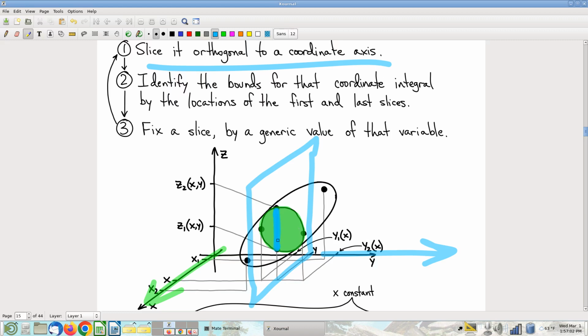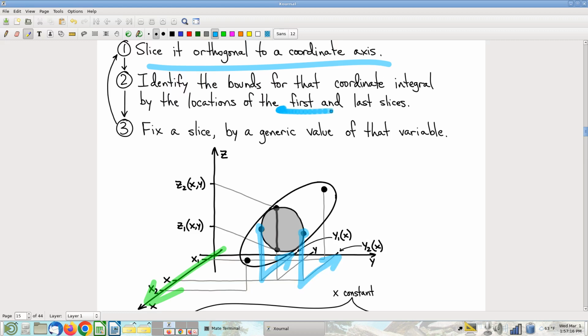Right? Let's ask then, on the entire x slice, where's the first and last? Well, first slice there, last slice there. First and last gives me my bounds for my y integral. Note they're going to depend on x, right?